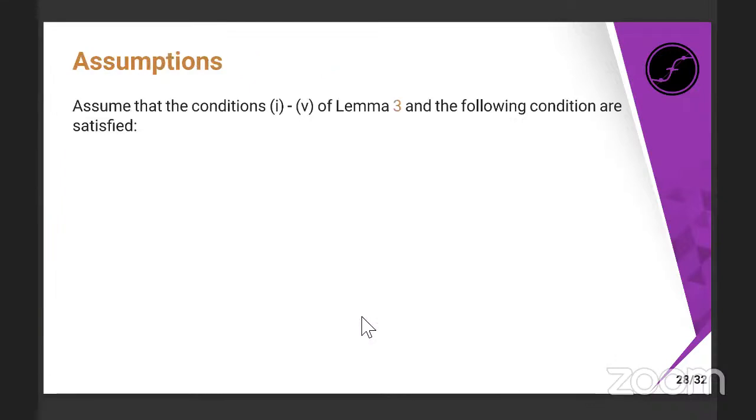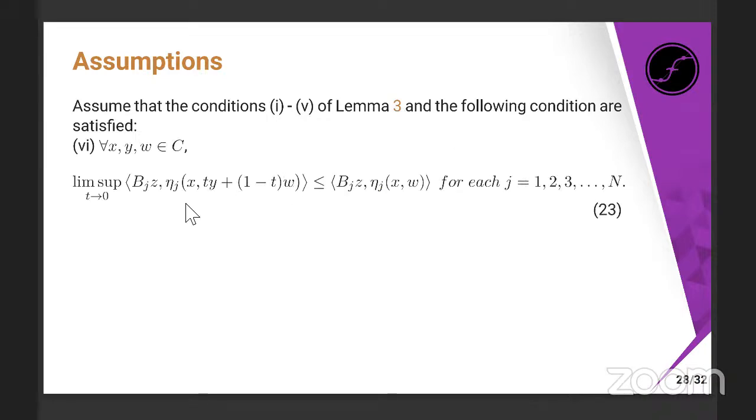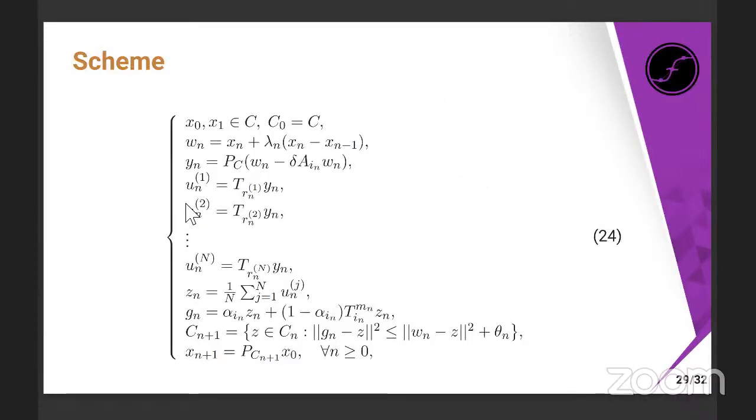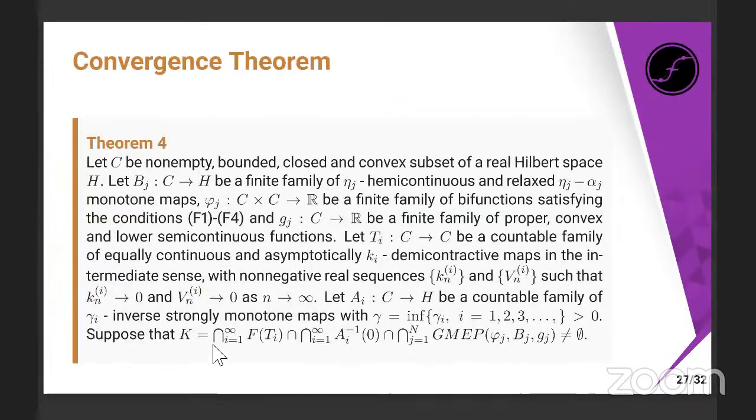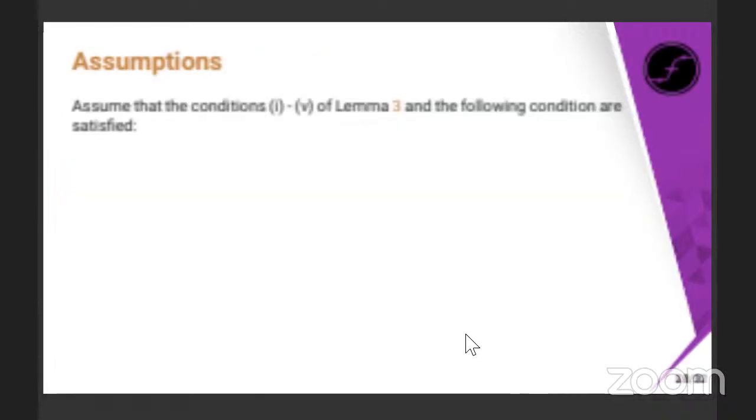And these are the assumptions we made. We assume that conditions 1 to 5 of lemma 3 are satisfied, and the following condition is also satisfied, that is condition 6. Then the sequence generated by this algorithm, which is our proposed iterative method, converges strongly to an element in K, that is a common element of the set of fixed points of T_i, the zeros of A_i, and the generalized mixed equilibrium problem.